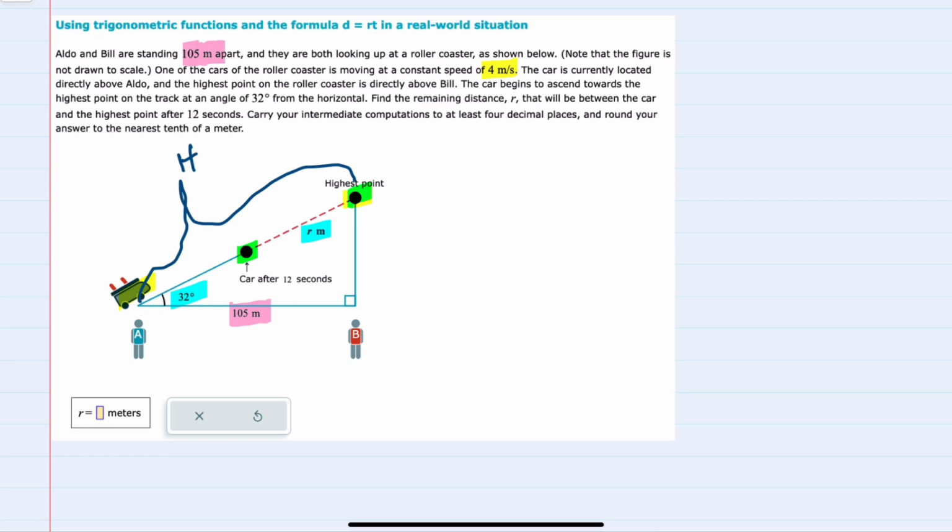And since I'm given this 32 degrees, I've already got the hypotenuse here labeled since it's the side across from the right angle. From 32 degrees, this would be the opposite side, and this would be the adjacent side. And since I'm given the adjacent length here, 105 meters, the trig function that has both the adjacent and the hypotenuse, remembering SOHCAHTOA, the CAH part here, cosine, is equal to adjacent over hypotenuse.